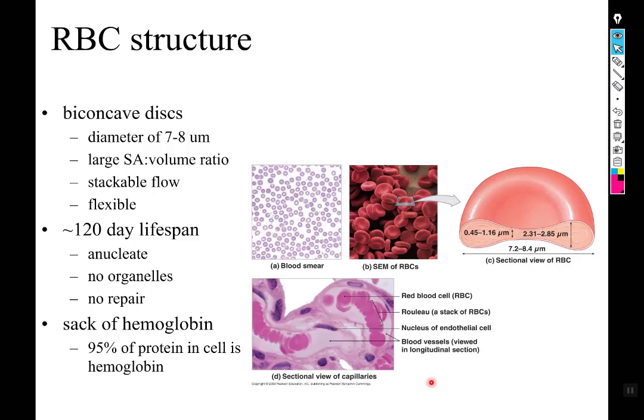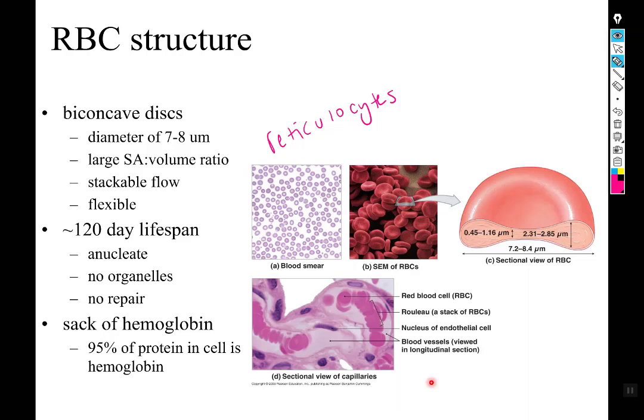So as I mentioned, they have about a 120-day lifespan, and this is from start to finish. A small number of circulating red blood cells are called reticulocytes. Here, I'll write that word down. And these are red blood cells that are finishing up forming while they're already circulating.